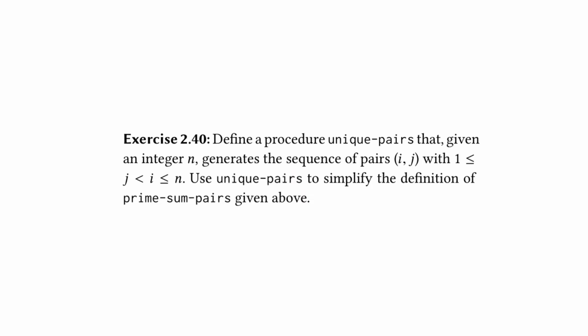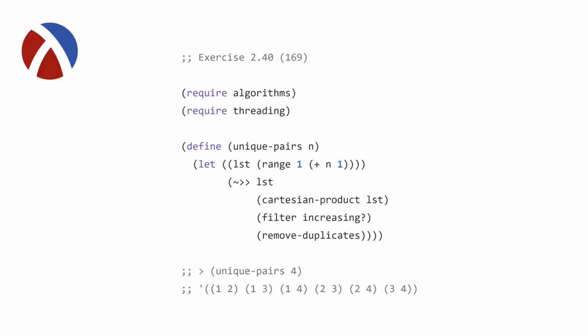Exercise 2.40 states, define a procedure unique pairs that, given an integer n, generates the sequence of pairs i, j with i less than or equal to j, less than or equal to n. We didn't do the last part of this question, so we're just focusing on the first part here. And here we're making use of, once again, algorithms, threading, and some built-in Racket functions.